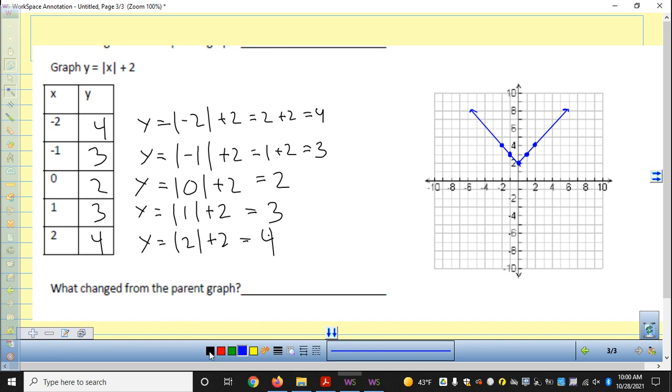So on this one, what changed from the parent graph? It went up 2. And look what we did: added 2 outside. I wonder if those are connected.